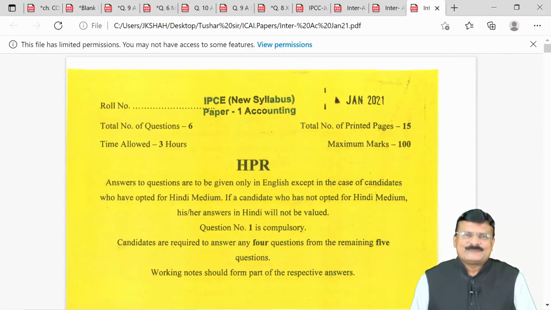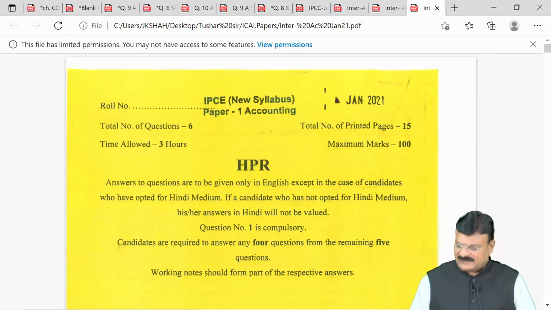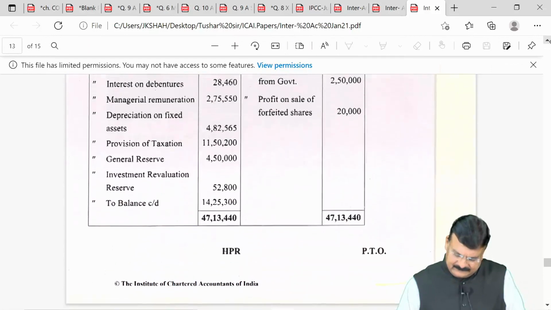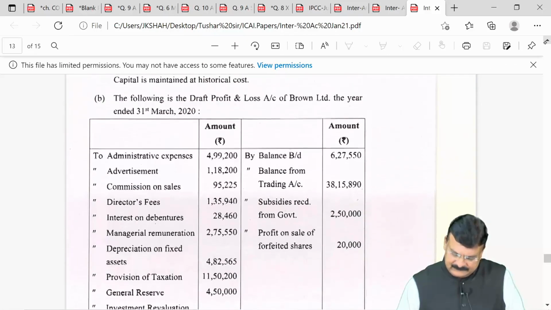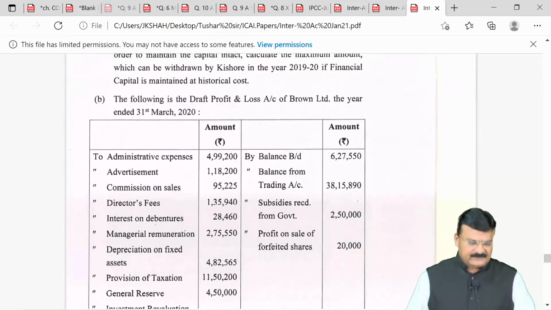We solved one more sum. That was from the CA Inter January 21 paper, for those opt-out students of November 20, where ICAI gave that facility for opt-out due to COVID-19. Read that question. It was question number 6B. The paper code on your screen is there, question number 6B. Here it is on your screen.